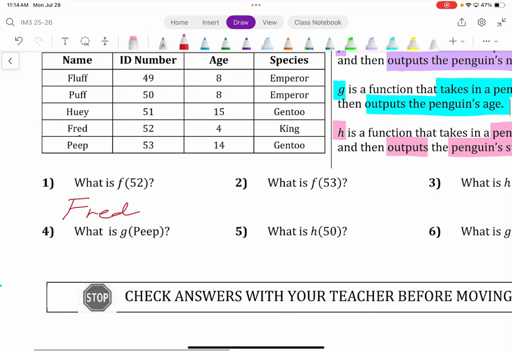Then we have, what is f of 53? Let's try somebody else. Let me hear from Sergio. What is f of 53? Peep. Thank you. It corresponds to Peep.